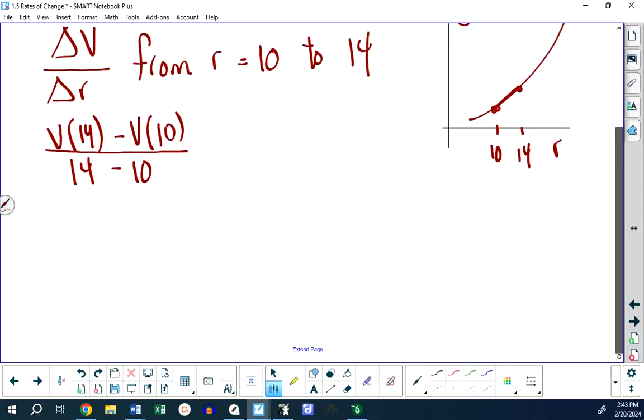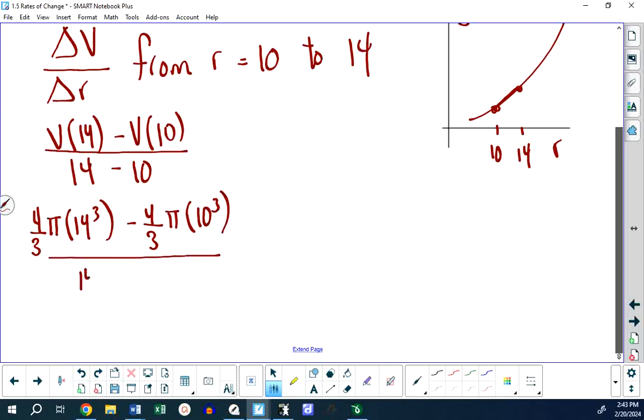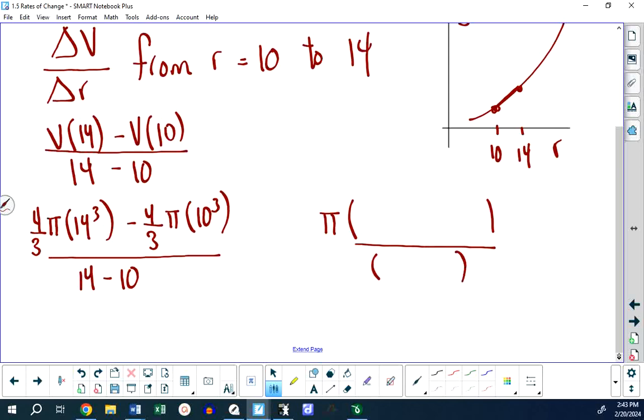So this will be 4/3 pi times 14 cubed minus 4/3 pi times 10 cubed over 14 minus 10. And it's just number crunching time. All right? We don't want an exact value here. I suppose you could have an exact value by factoring the pi out and calculating this whole thing as a fraction and saying it's that number times pi. When the time comes for exact values, we will be able to handle it. I'm just saying, let's crunch the numbers today.